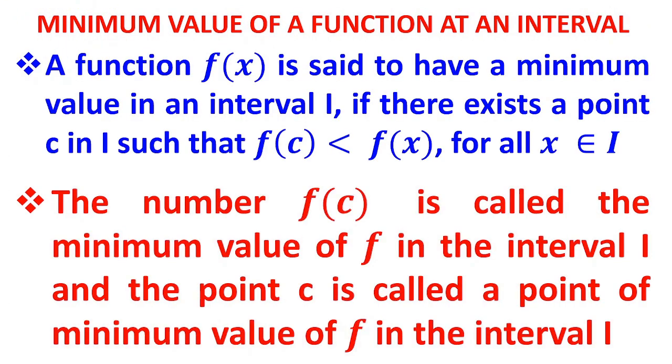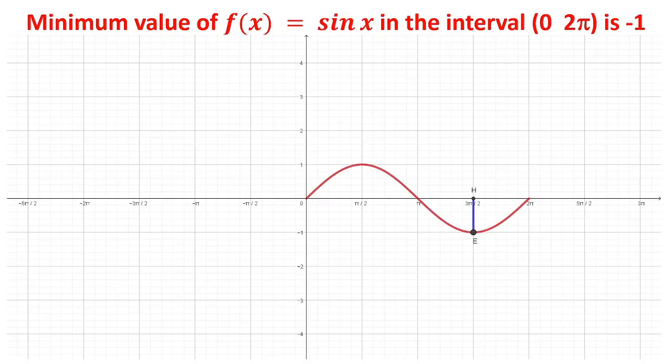Suppose you have a minimum value, the same definition. There exists a point c such that the functional value at c will always be less than f of x. The number f of c is called the minimum value, and c is called the point of minimum value. Now you are seeing here that for sin x, minus 1 is the minimum value. All of you know that the maximum value of sin x is 1 and the minimum value of sin x is minus 1.